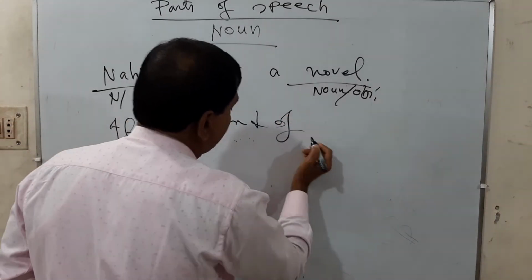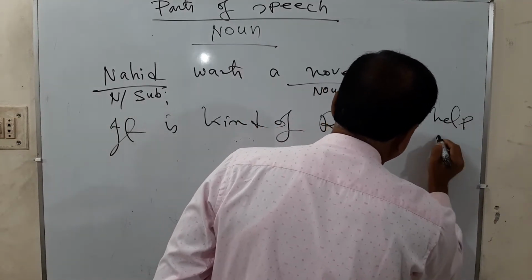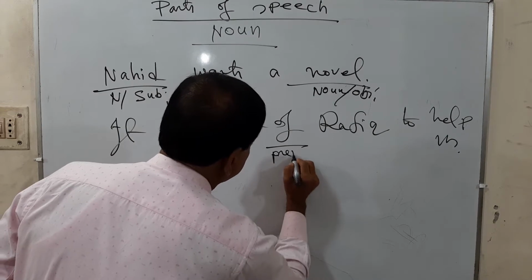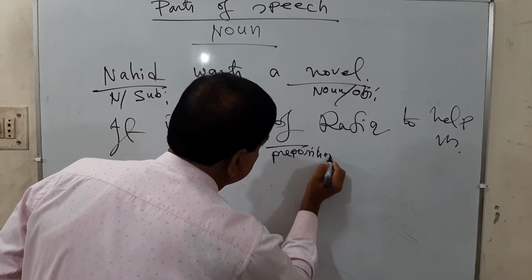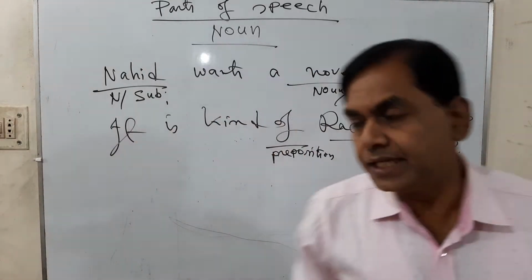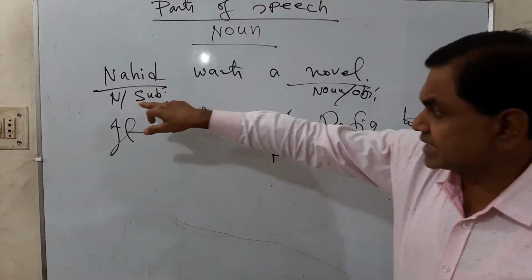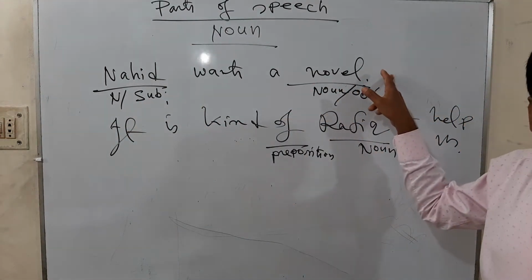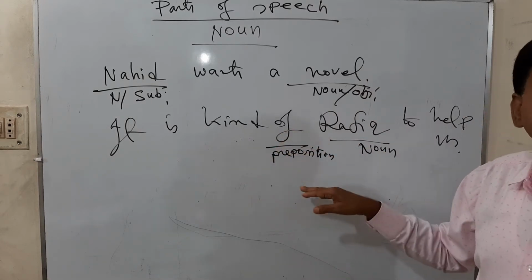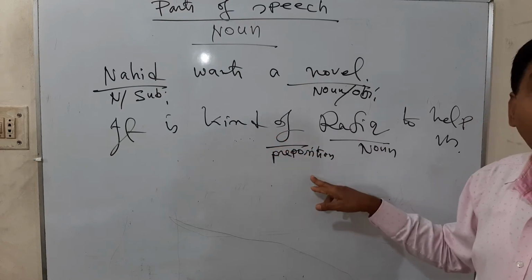It is kind of Rafiq to help us. Look at it please. Of, preposition. Rafiq, noun. So, my dear viewers, now we can easily understand the usage of noun in a sentence. That is, noun is used sometimes as the subject of a sentence, sometimes as the object of a sentence, and sometimes as the object of a preposition. Here, of is a preposition, and Rafiq is a noun. So, here, Rafiq is used as the object of the preposition of.